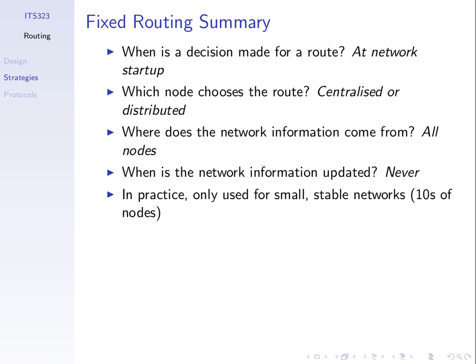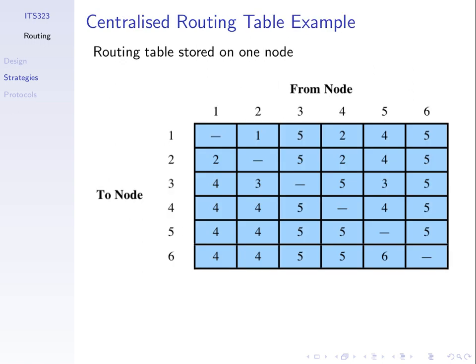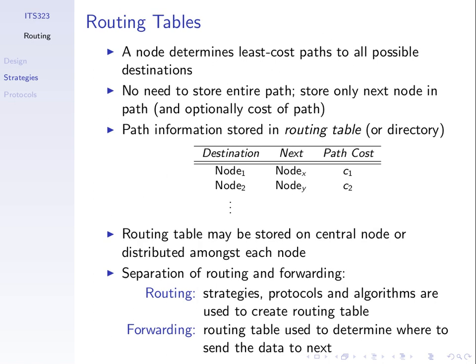Routing tables are used not just in fixed routing, but in the next strategy, adaptive routing. So they're quite important. And again, we find the routes. In the phase of routing, we find the routes, find the least cost paths, and then put the data inside the tables. And when we have data to send, we use the phase of forwarding by simply looking at the routing table and determining the next node to send it to.